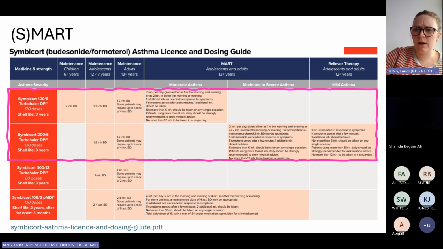which there is a lot of research going into at the moment, and lots of studies happening around whether younger children can use MART with a PMDI rather than a DPI. Just to note that the dose is different. It's 100/3, so it's not a direct swap, because I know I've had lots of questions about that. So we've got maintenance here, but we're kind of ignoring that at the moment because we're thinking more about adolescents. We've got maintenance doses.